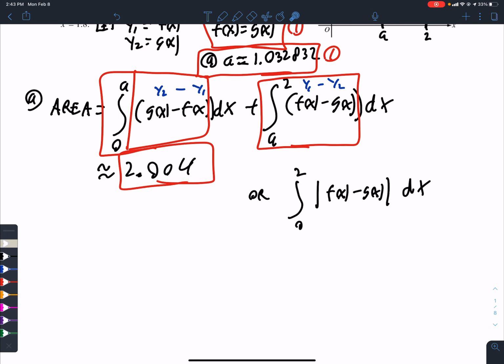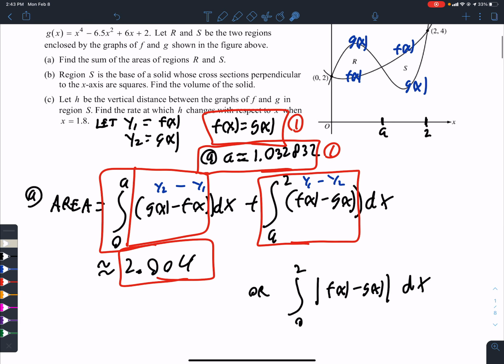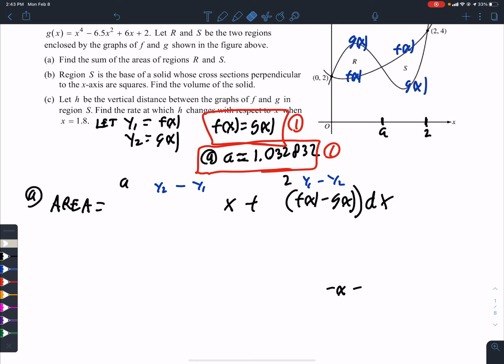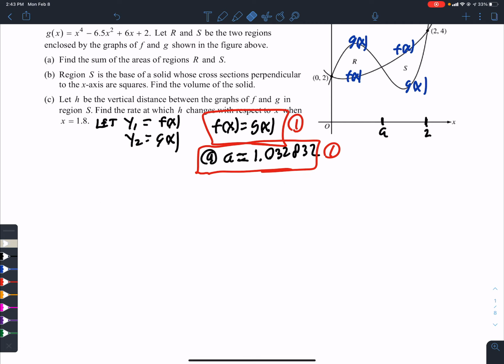All right, so that's part A. We're going to go to part B. So I'm going to erase a lot of this stuff. Region S is the base. We have cross sections and we have a square. So let me erase this and we'll go right to part B.